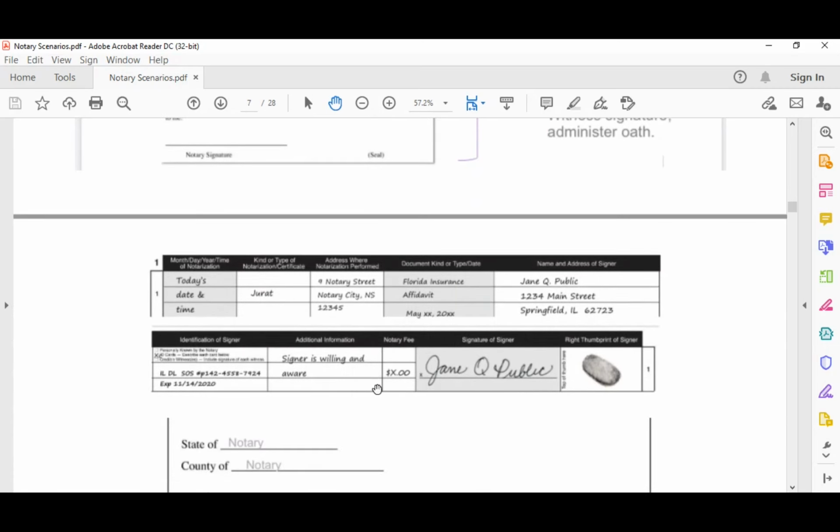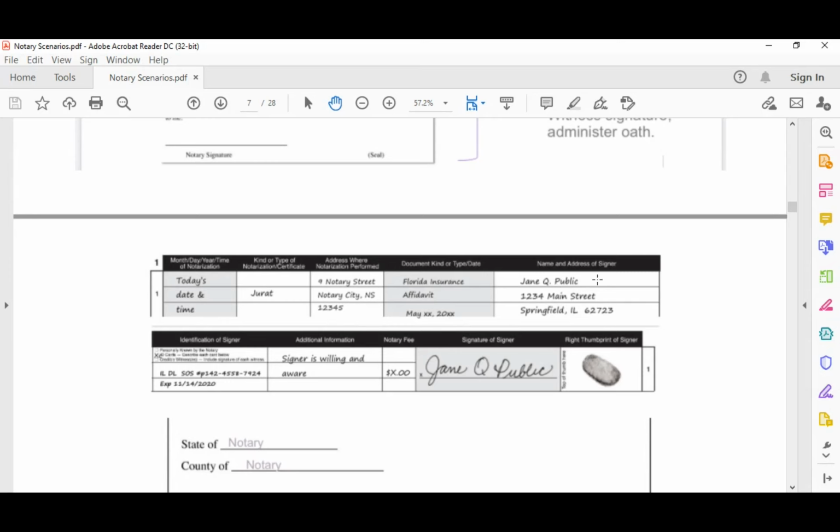Now that you've checked the document, you want to go ahead and fill out your journal. Okay, it's going to be a separate entry from the person above. Today's date and time. What type of notarization is it? It's a jurat. The address is going to be the address of your office because that's where you are at the time of notarizing. What is the title of the document? Well, you're going to be notarizing a Florida insurance affidavit, and the date of the document is today's date, or whatever date you see listed on that document.